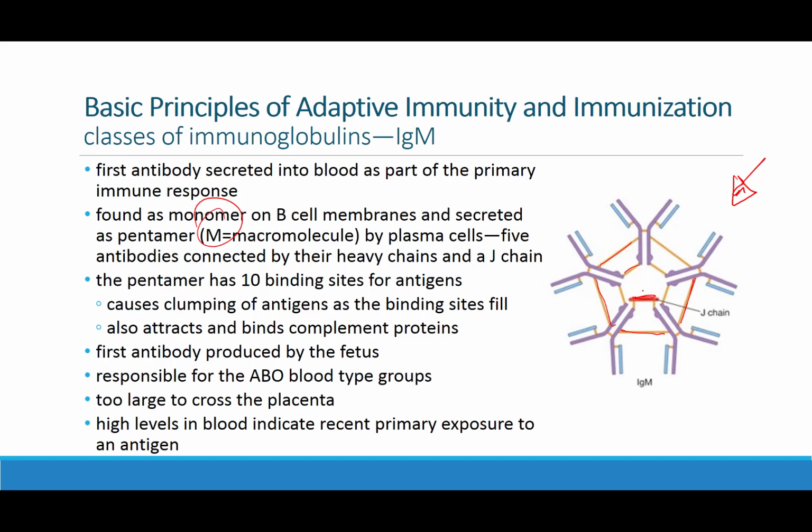And so because each antibody has 2 binding sites for antigens, these IgM have a total of 10 binding sites for antigens. And this causes clumping of antigens when they bind into a great big molecule that is very easy for complement proteins to find and then to bind to. So those complement proteins do a really good job of finding these just because they're so large.